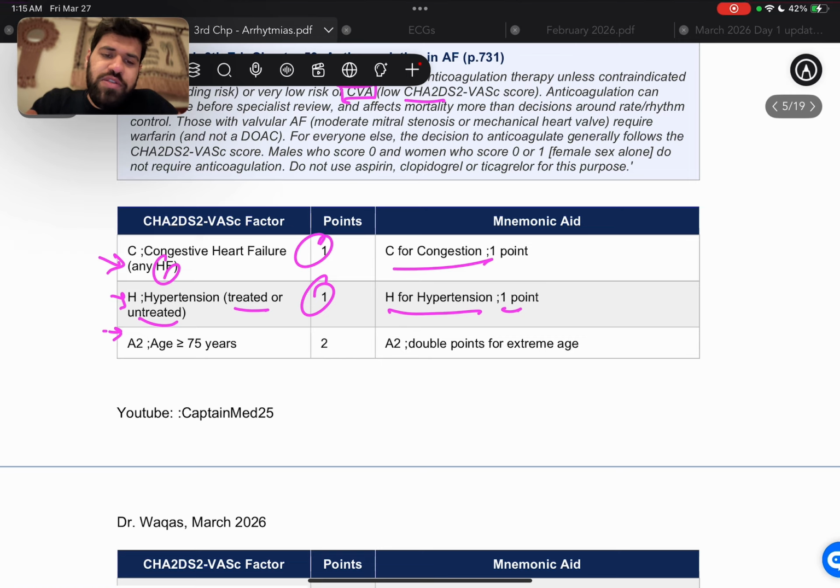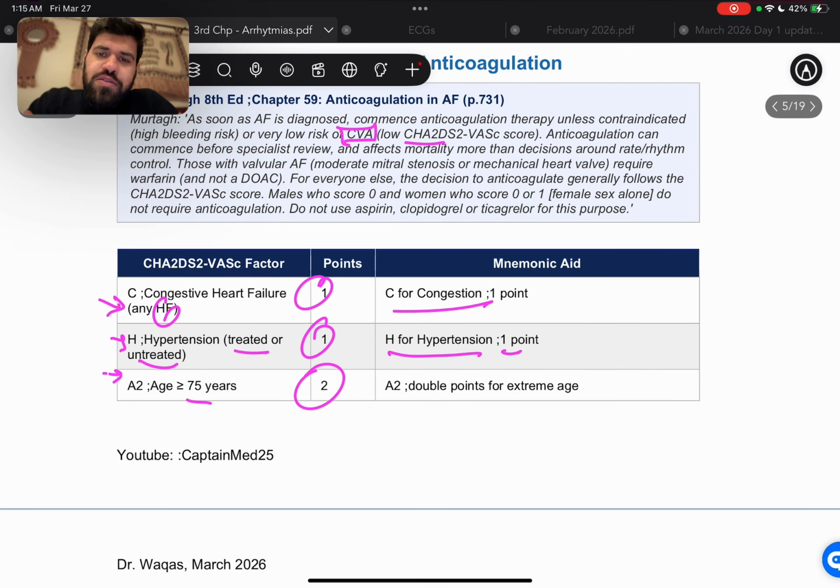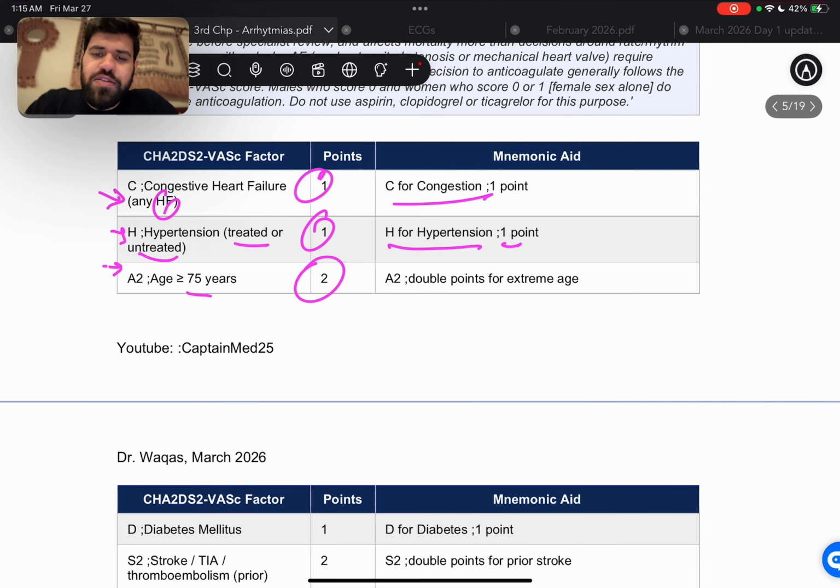Then age, if it's more than 75, we get 2 points. So you see it's how CHA₂DS₂-VASc. So age has 2 points. So double points for extreme age.